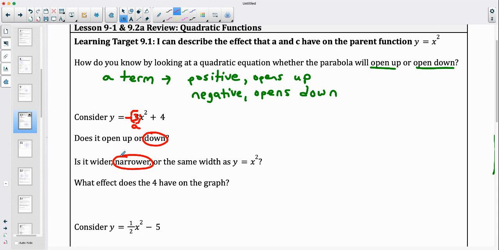Then we have this thing called the B term. Okay, the C term. B term is coming up. This is the C term. +4 is the C term. That controls if it moves up or down. So since it's a +4, it's going to move the whole graph up 4 units. So the vertex and everything else is going to move up 4 units.